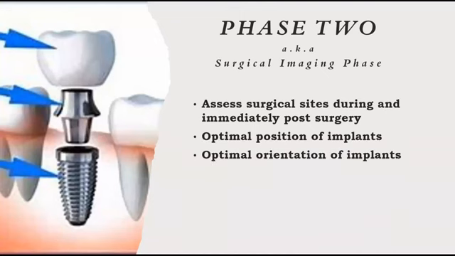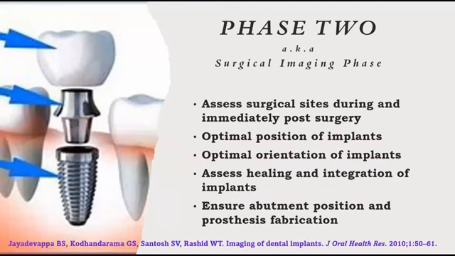Phase two is termed the surgical implant imaging phase. This is to evaluate the surgical sites during and immediately after surgery. It can also be used to assess the optimal position and orientation of the dental implants, to evaluate the healing and integration phase of the implant surgery, and finally, to ensure that abutment position and prosthetic fabrication are in the correct position.